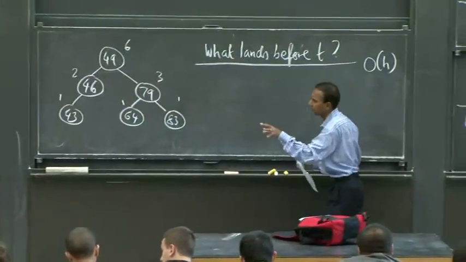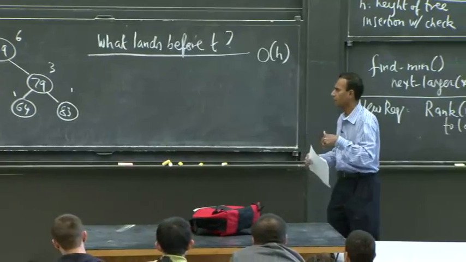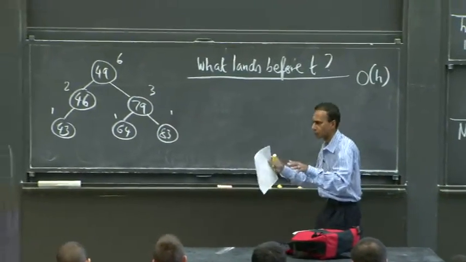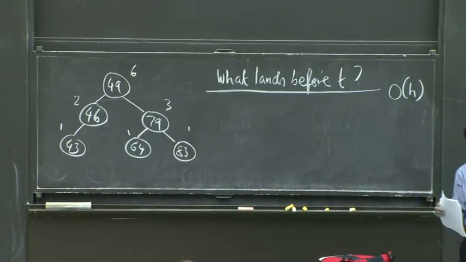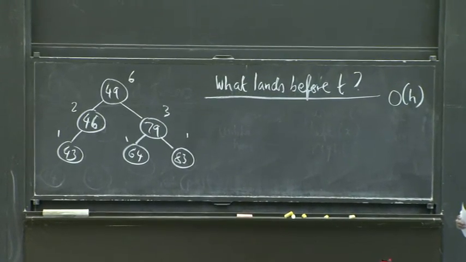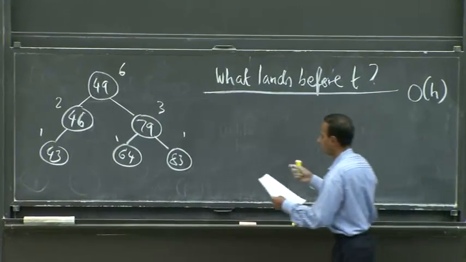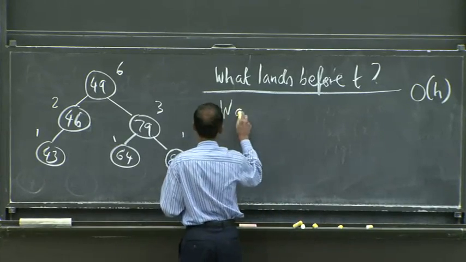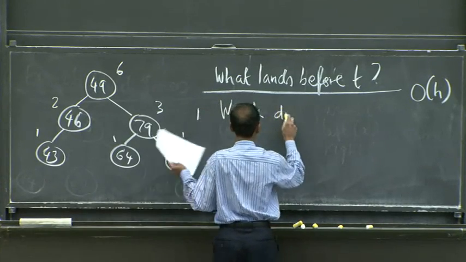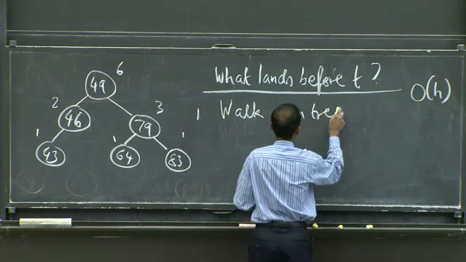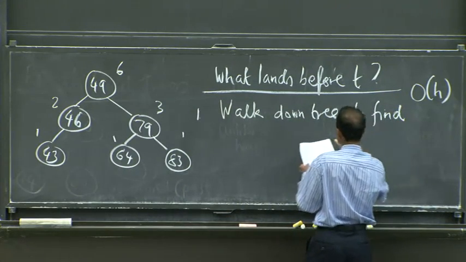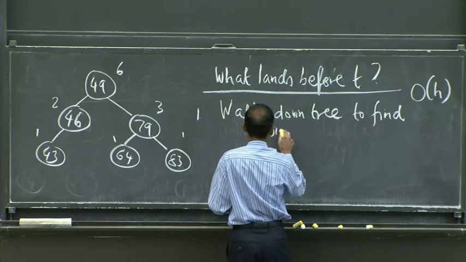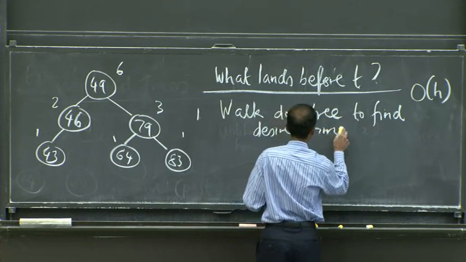So I'm going to do it a little bit differently from what you described. I'm going to do it in a more positive way. No offense intended. What we're going to do is add up the things that we want to add up. Your first step was right on. I mean, your answer is correct. I'm just going to do it a little bit differently. You walk down the tree to find the desired time. This is just your search. We know how to do that.